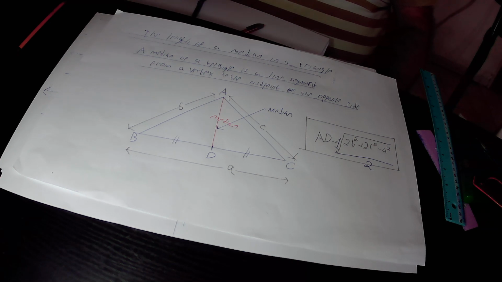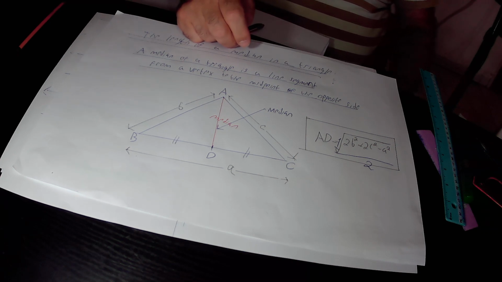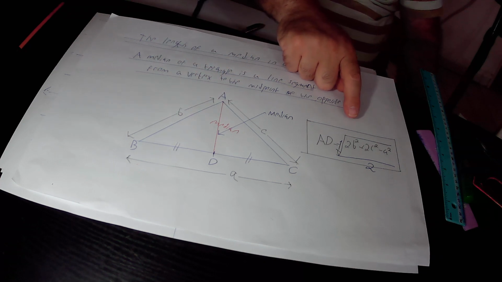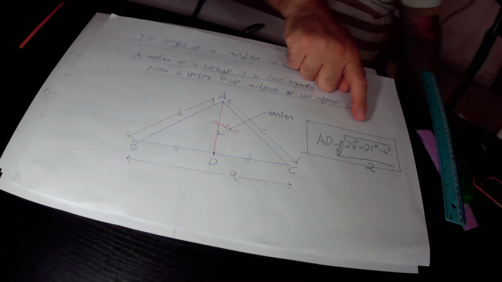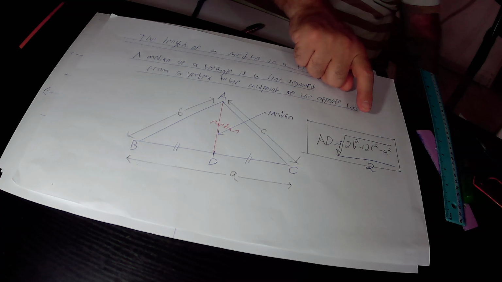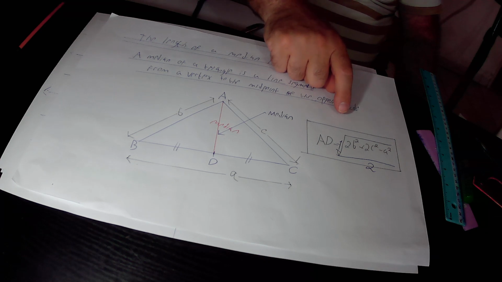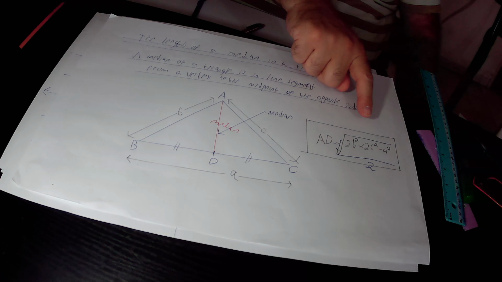Okay? So according to the new formula, the length of the median AD is equal to the square root of 2b squared plus 2c squared minus a squared, over 2. Again, the length of this median AD is equal to the square root of 2b squared plus 2c squared minus a squared, over 2.